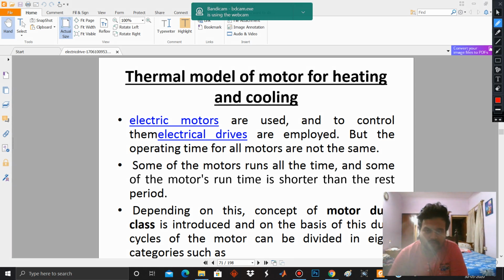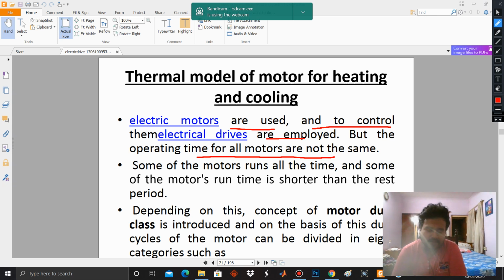Now, thermal model of a motor for heating and cooling. Electric motors are used, and thermoelectrical devices are employed to control them. But the operating time for all motors is not the same. Why? Because it depends on what purpose you are using the motor. Why you are using the motor, what is its purpose, that is dependent on the industry.